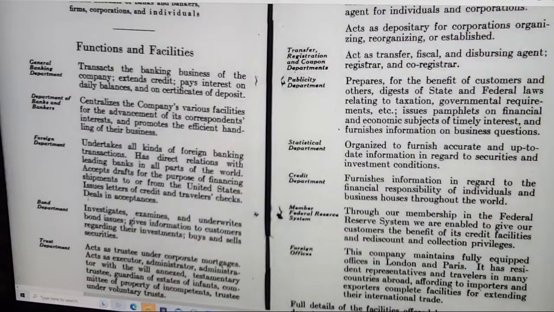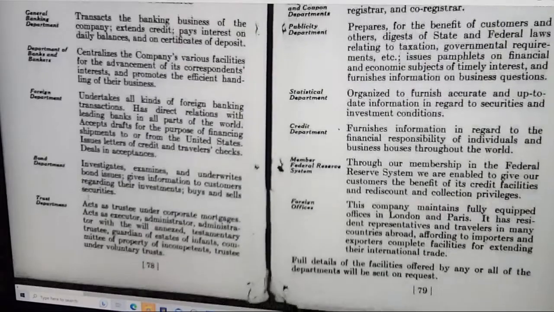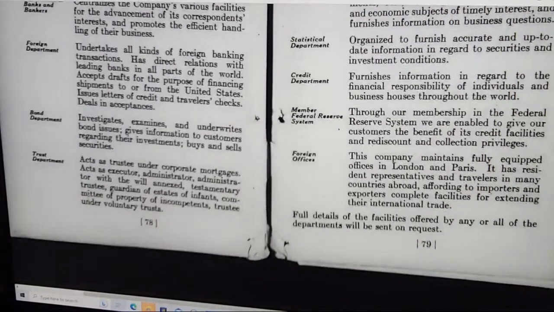Publicity Department prepares for the benefit of customers digests of state and federal laws relating to taxation, governmental requirements, etc., issuing pamphlets on financial and economic subjects of timely interest, and furnishing information on business questions. Statistical Department is organized to furnish accurate and up-to-date information in regard to securities and investment conditions. Credit Department furnishes information in regard to the financial responsibility of individuals and business houses throughout the world.